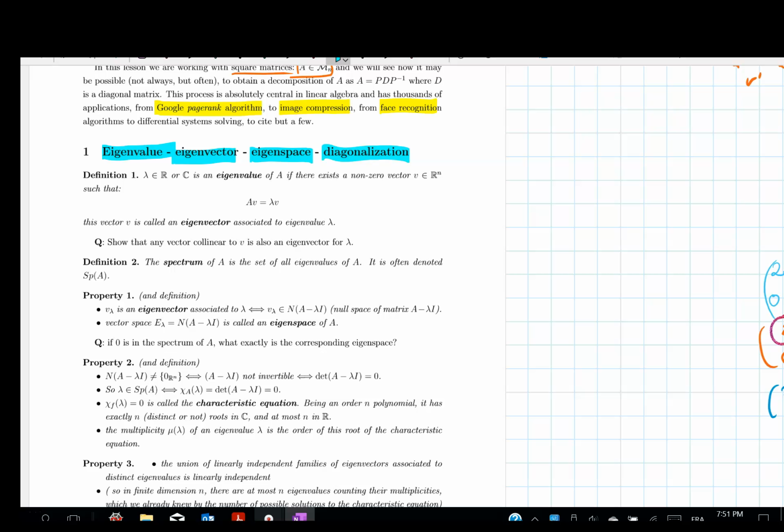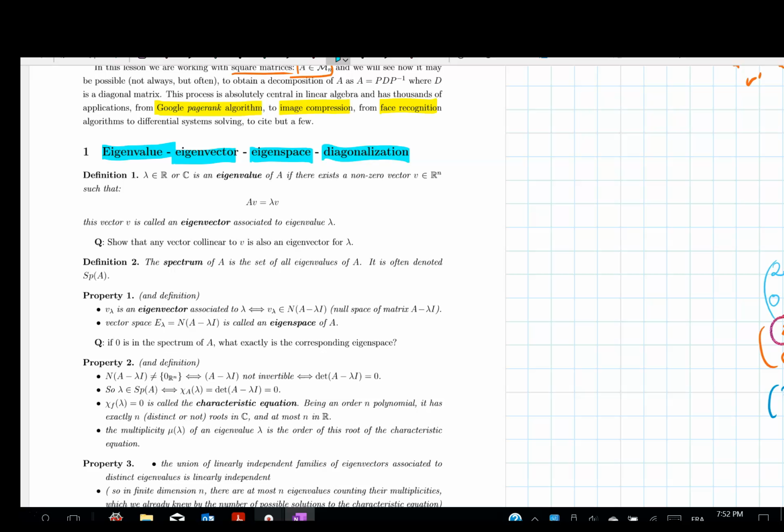Okay, so all these words, eigen, they come from, I think, German. It just means proper. In French, we use vecteur propre, valeur propre, sous-espace propre, et diagonalisation. Okay, so let's give a proper definition.